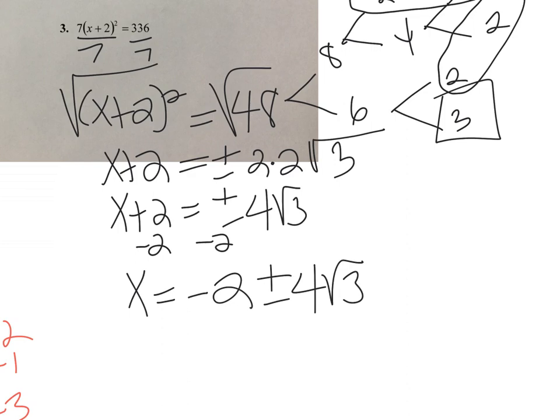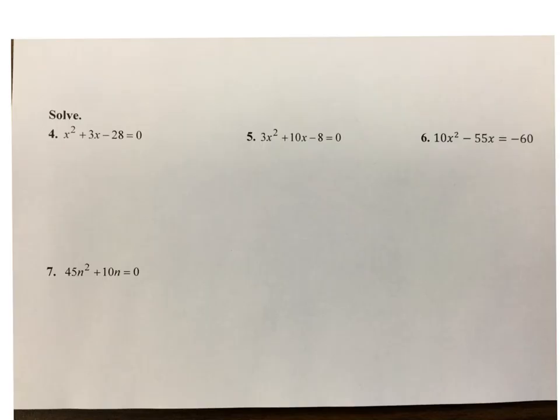The reason we need to set it up like this and keep that negative 2 in the front is because of this plus or minus. Okay, that way it doesn't look so funny just sitting out in the front by itself. We can have the negative 2 plus 4 square root of 3 and negative 2 minus 4 square root of 3.